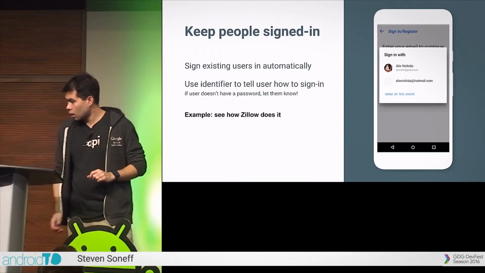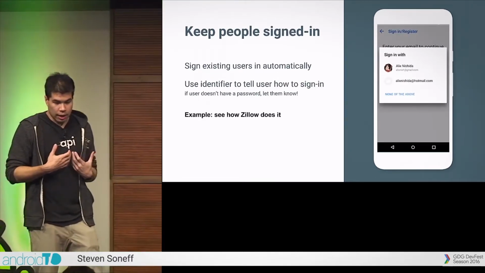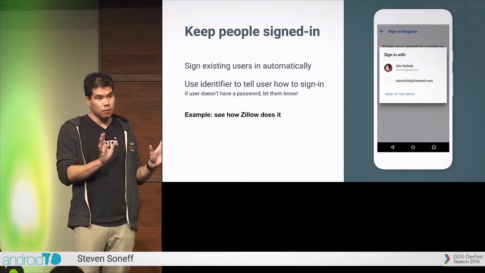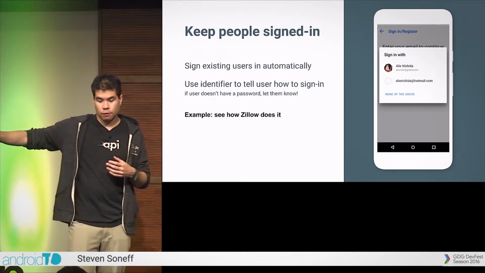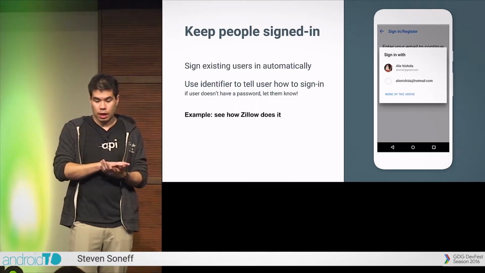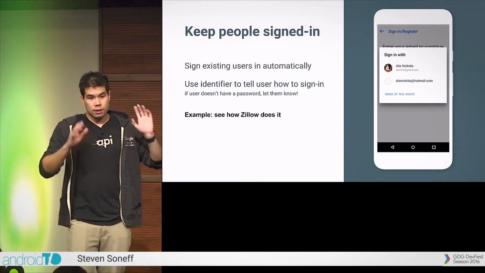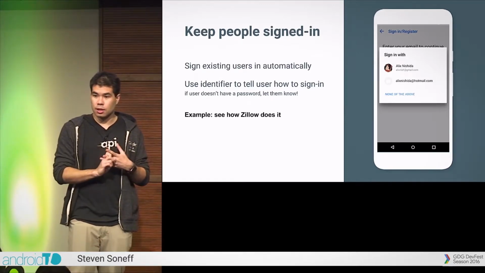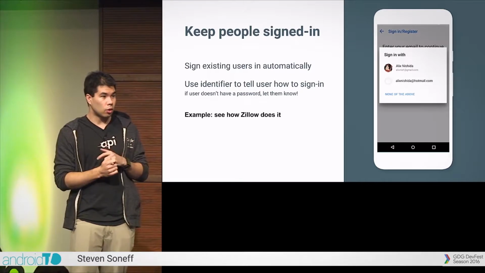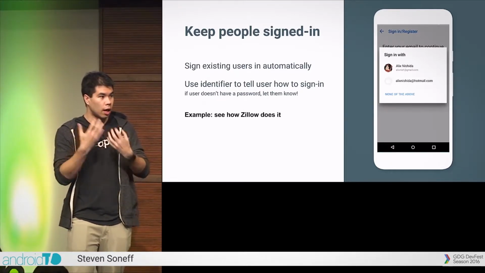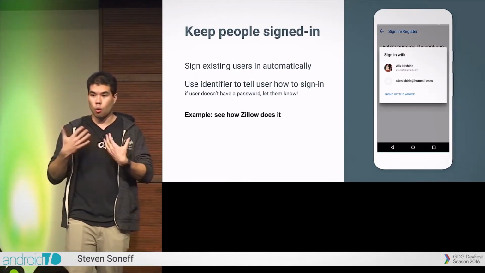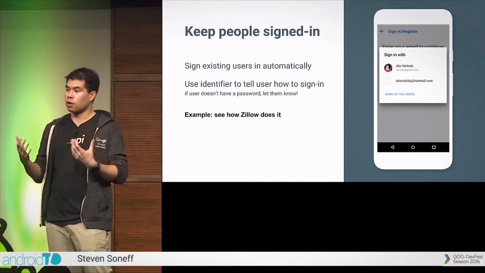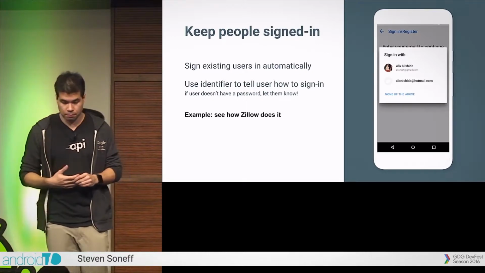Okay, so in the next general area, once you've got somebody who's trying to sign in, if you can't sign them in automatically, at least do this identifier first pattern and let them know, as I alluded to with how Zillow does it, either you don't have a password, you do have a password and you need to sign in, or you need to sign up. Just do the work of telling somebody what action they need to take, rather than passing the burden onto them to figure out how to get signed into this app.